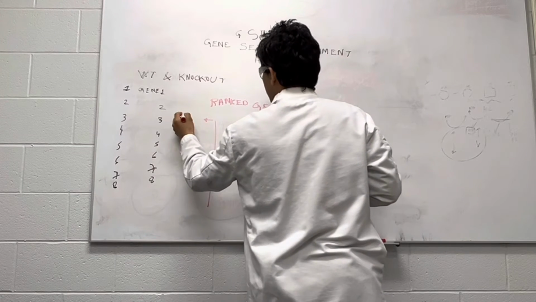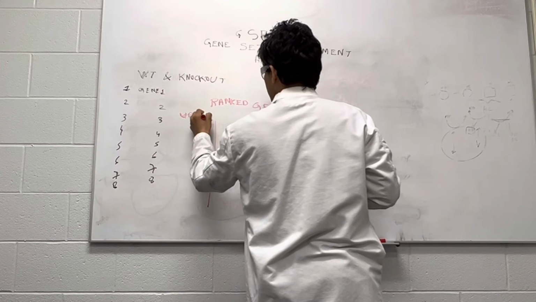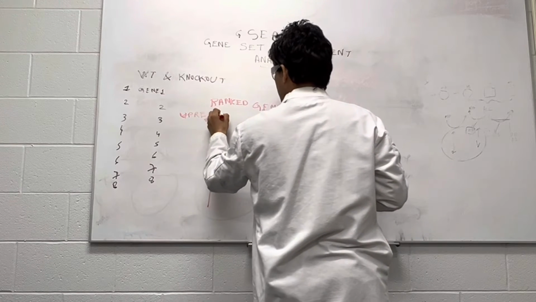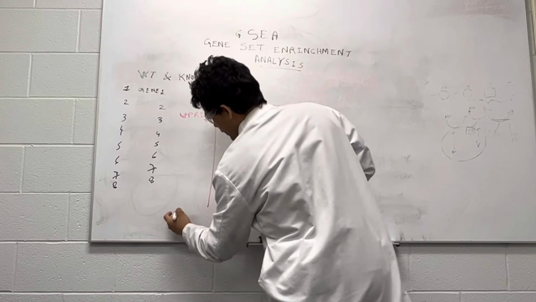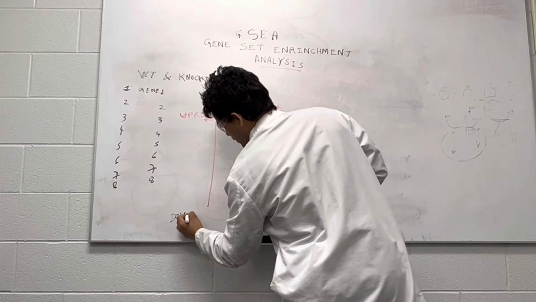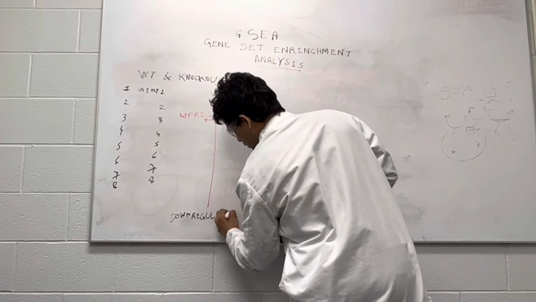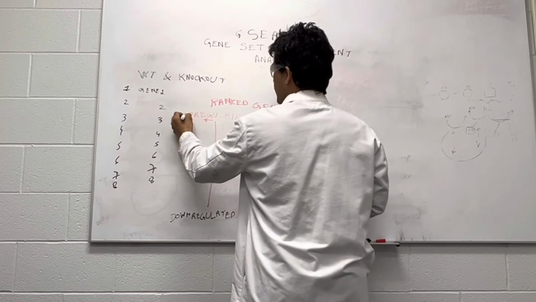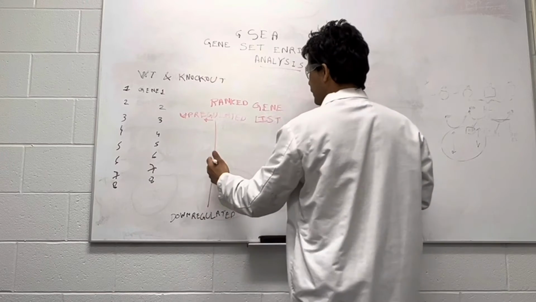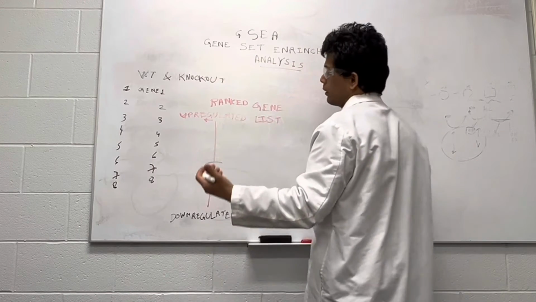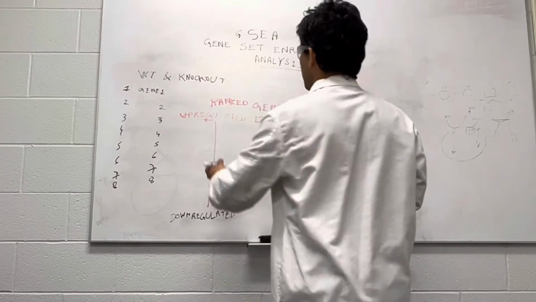Here we will have upregulated genes at the top, and at the bottom we have down-regulated genes. As we go from top to bottom, the upregulation decreases, and in the middle we have genes that are neither upregulated nor down-regulated, and below this we have the genes that are down-regulated in the knockout.